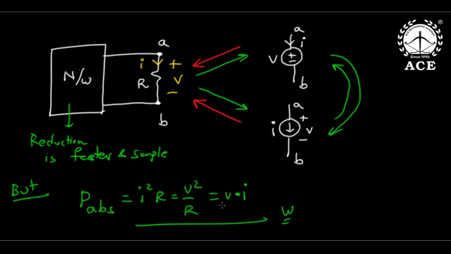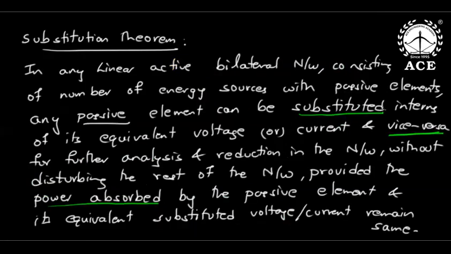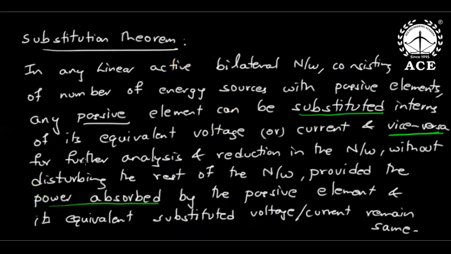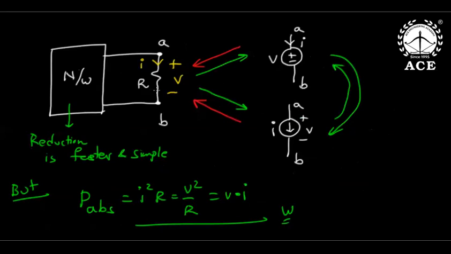And in doing so, I square R, V square by R, V into I is all the same. So again, listen to the meaning, sir. Any passive element can be substituted in terms of its equivalent voltage or current, or vice versa. Similarly, any voltage or current which is acting like a sink, you can substitute in terms of resistance. But doing so, what is the advantage? Further analysis and reduction is faster. But it should also obey the law of conservation of energy, that is, power absorbed by this passive element and its substituted element will be the same.